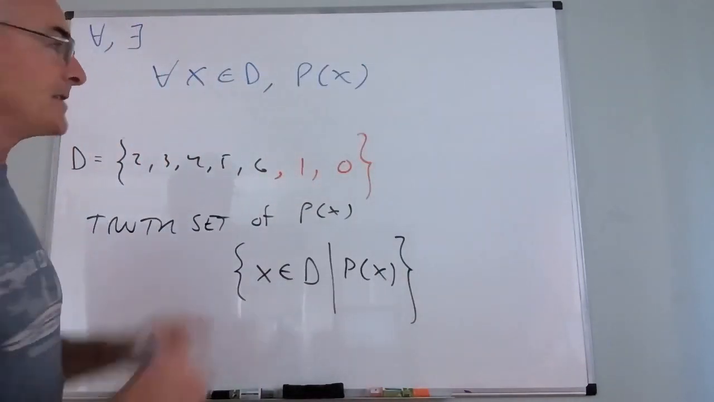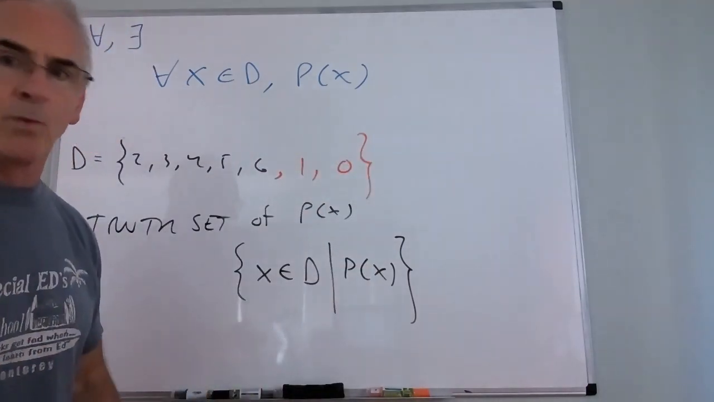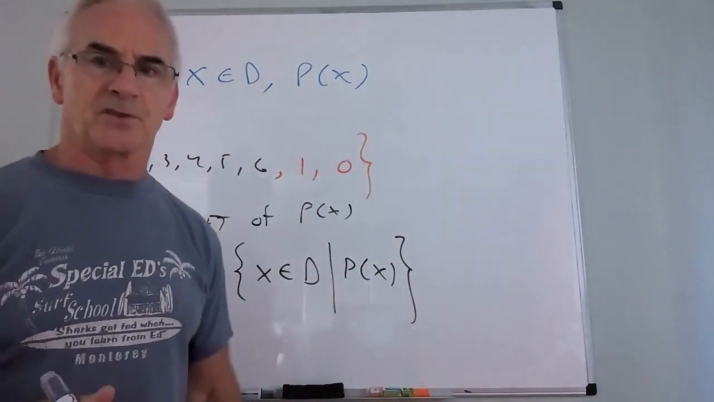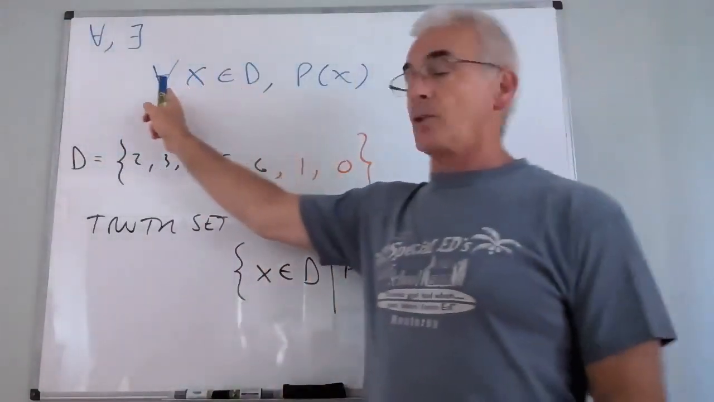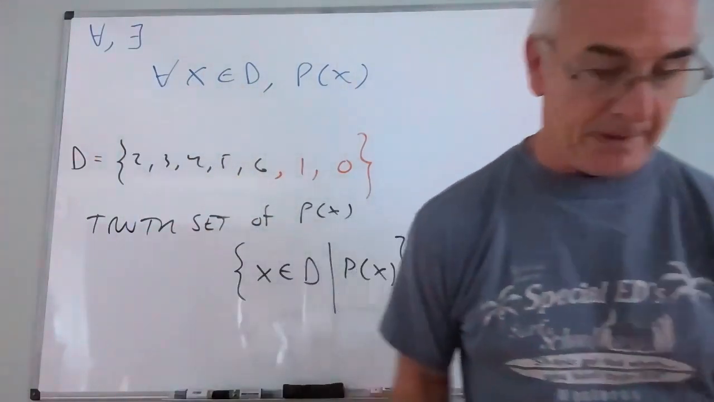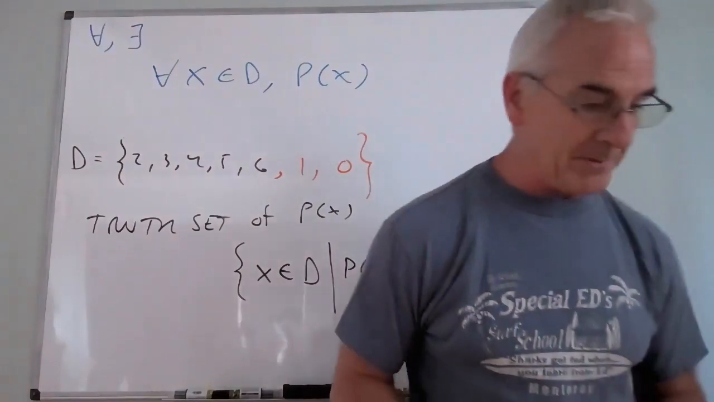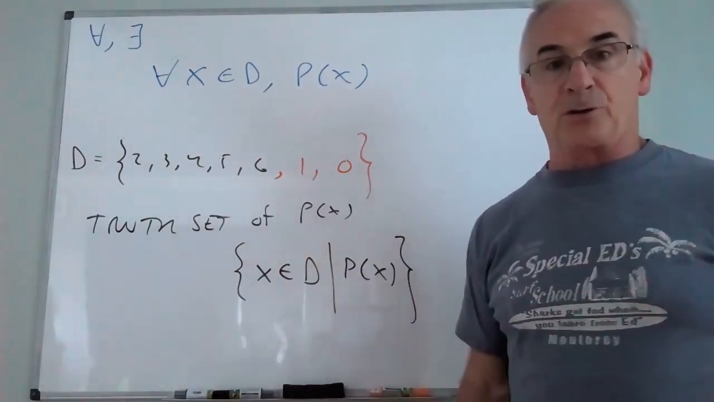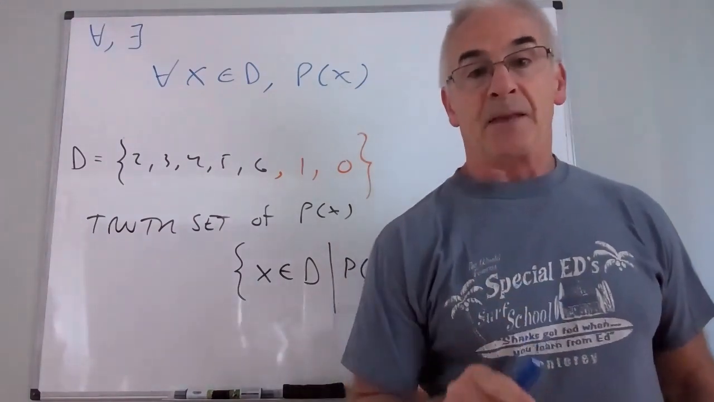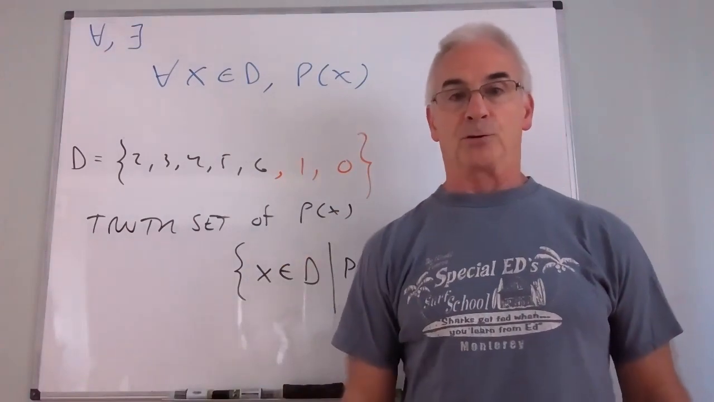Now, if I tried to claim all of this as my truth set, all of you would say, well, 1 doesn't work, 0 doesn't work. So whenever you're given one of these, this is called the universal quantifier. So this would be basically a universal statement. Okay, that's all that means. A universal statement is just for all x in D, the following thing is true. Universal statements are the easiest kind to disprove if they are not true.